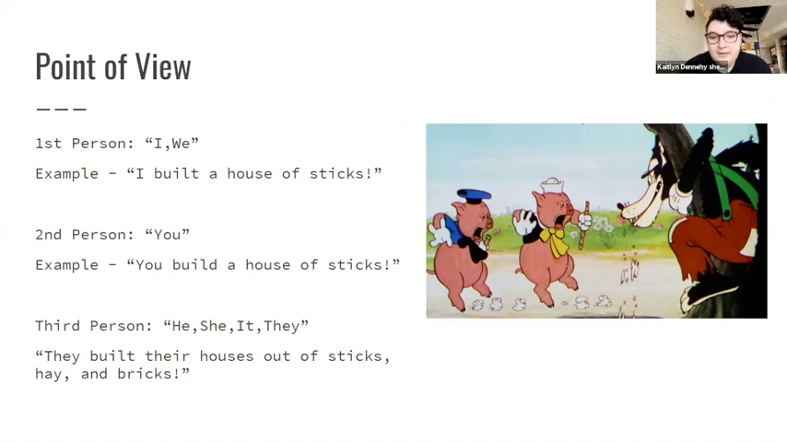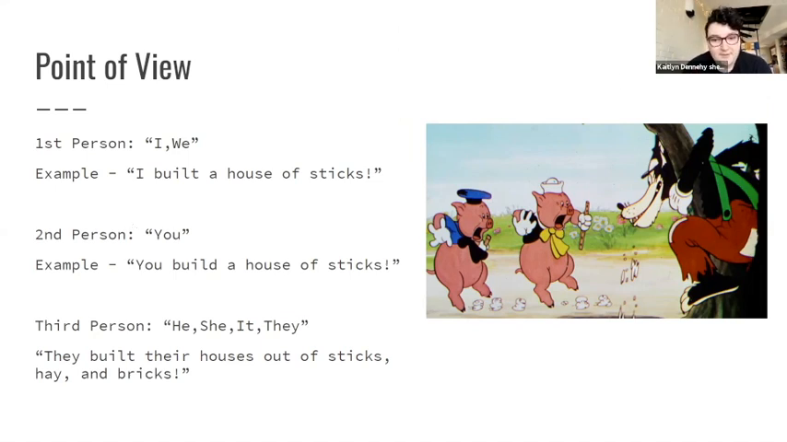The three most well-known, most recognizable points of view that you probably come across are first person, second person, and third person. There are other points of view, but in this case, we're just going to be talking about these three. First person is using things like I or we, like I built a house out of sticks.